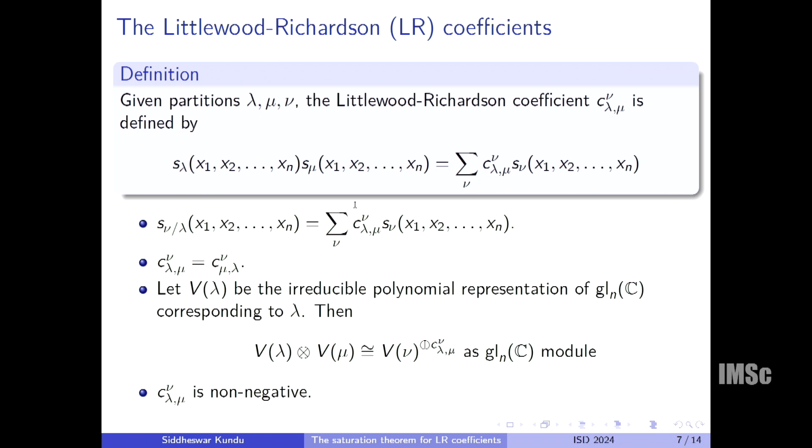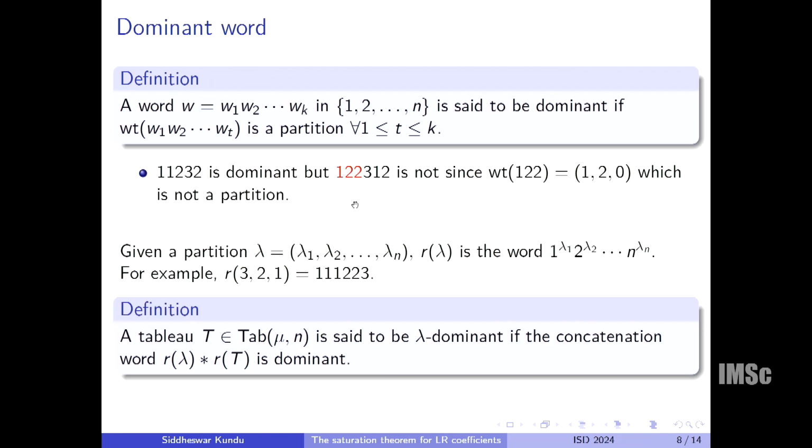So now the next question is how to compute this LR coefficient for given lambda, mu and nu. For that we need to know what is dominant. A word W1, W2, ..., Wk in 1 to n is said to be dominant if the weight of the subword W1, W2, ..., Wt is a partition for all t between 1 and k. As an example, 1, 1, 2, 3, 2 is dominant, but 1, 2, 2, 3, 1, 2 is not dominant, because the subword 1, 2 that I mark in red has weight 1, 2, 0, which is not a partition.